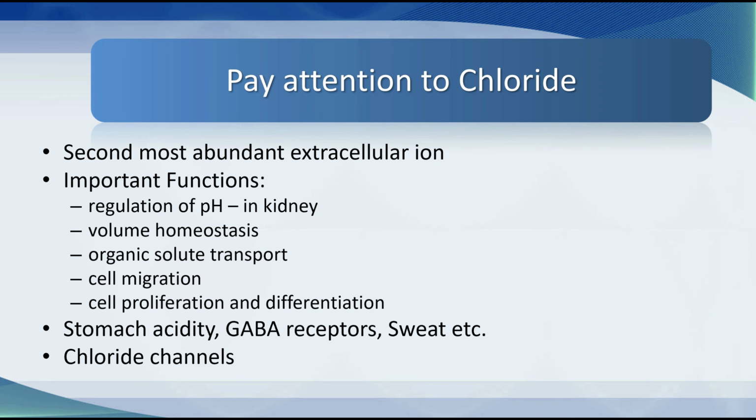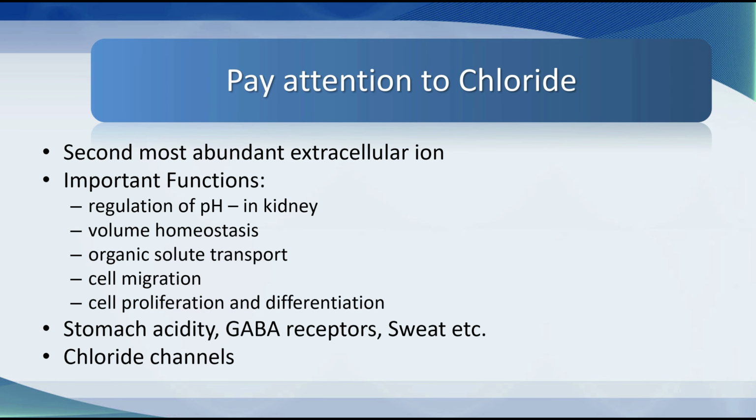And it's really important. Remember, it is a big component of regulation of pH in the kidney. The body takes in equimolar concentrations, roughly, of sodium and chloride, so a slight excess of chloride needs to be excreted all the time. And if the patient becomes overloaded with chloride, this may overwork the kidney. It's also a major part of extracellular fluid volume and homeostasis because of osmolality. It's involved in organic solute transport, cell migration, cell proliferation and differentiation. It's involved in stomach acidity, GABA receptors, in sweating. It's also a major component of chloride channels that are all over the body.